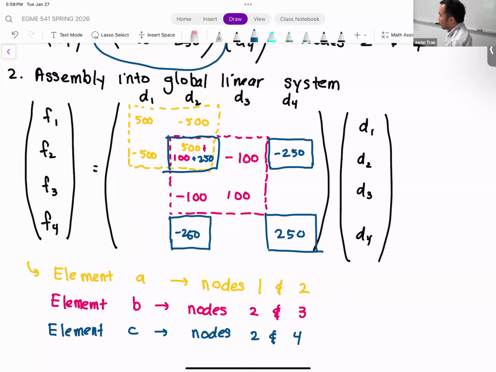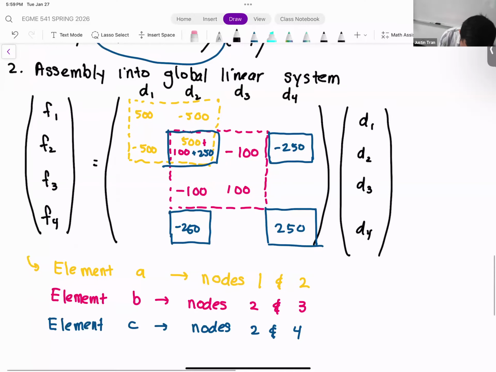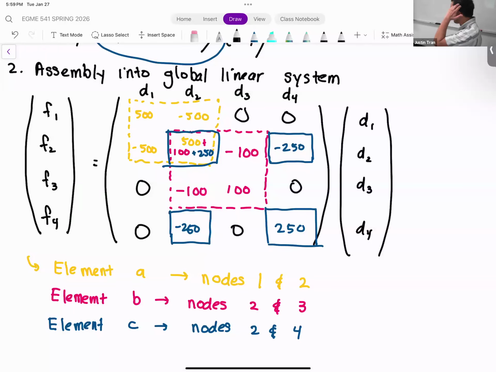All right, and then of course, whatever areas that we haven't boxed that don't have a value yet, we're just going to put a 0 there. Okay? So we're going to have zeros here, just like that.